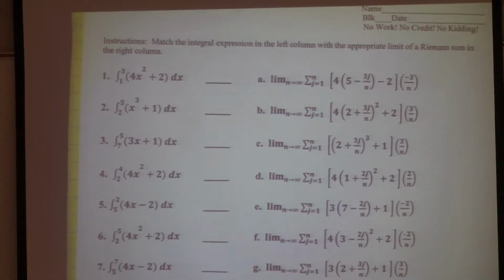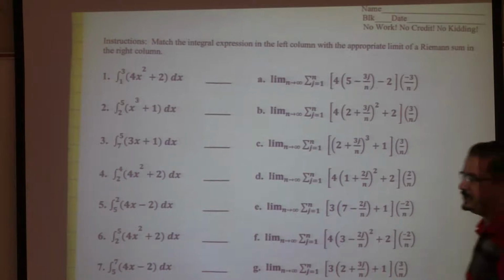What was it? It was the summation from i equals 1 to n of what? f of a plus i times delta x, right? So you need to remember that formula. Okay. You need to remember that formula, because that's the formula that they're going to use most of the time.